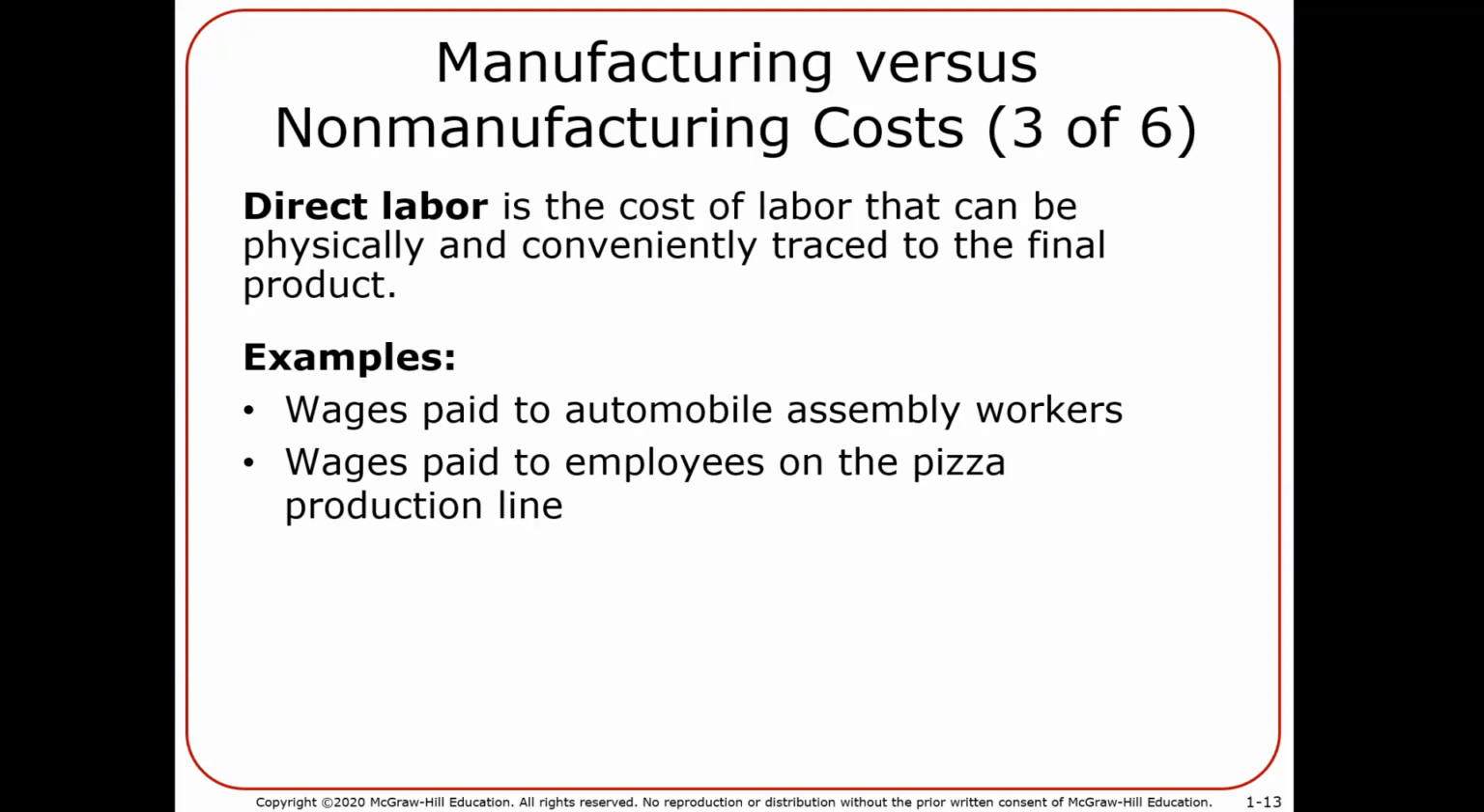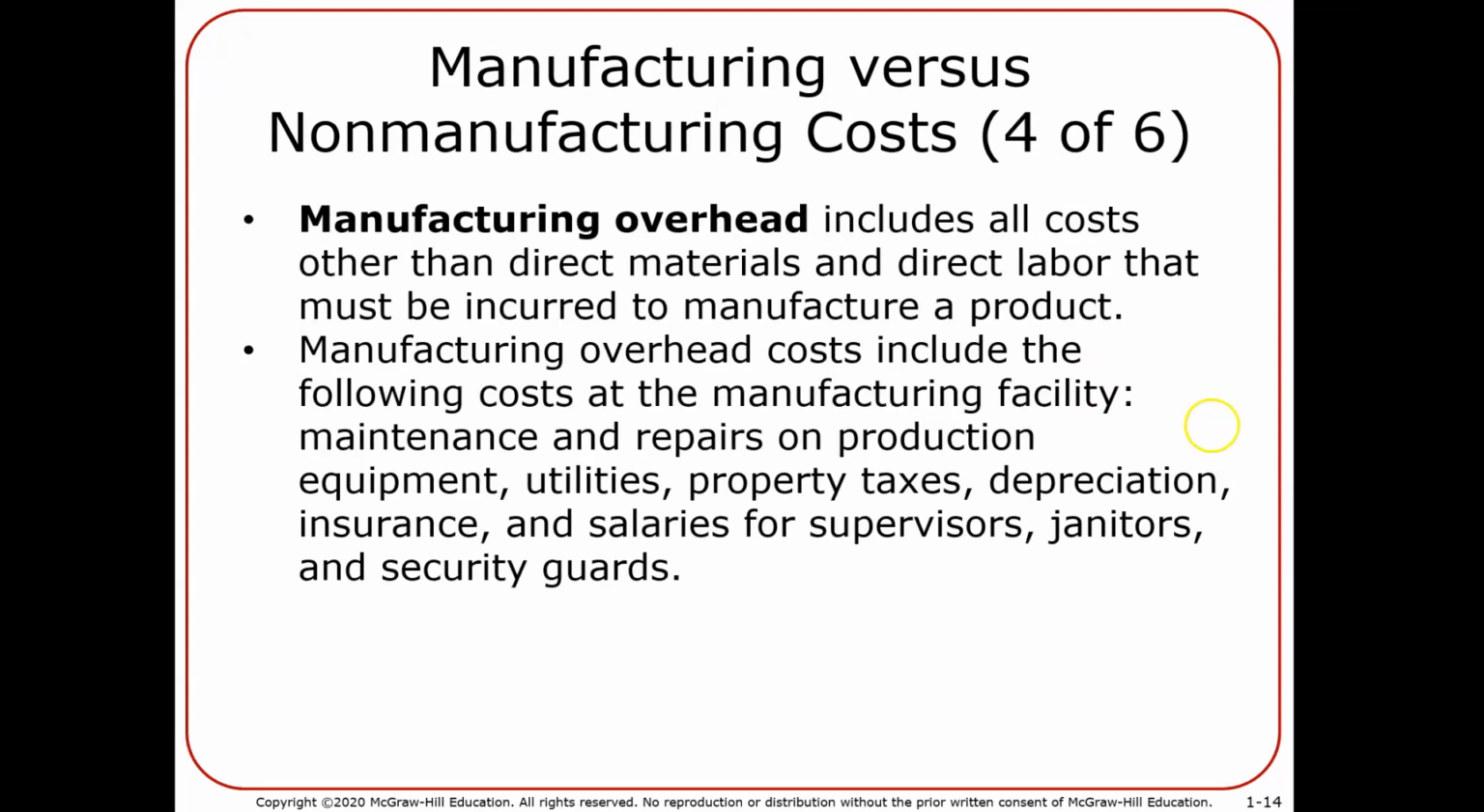Wages paid to the automobile assembly workers. We can trace that right to the product because they're working on the line. Wages paid to the employees on the pizza production line. Again, we can trace it directly to that product. So that's direct labor, DL. So there are 3: DM, DL, and MOH, direct materials, direct labor, and manufacturing overhead.